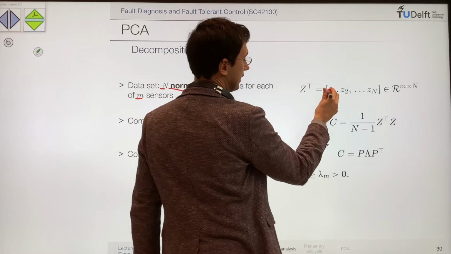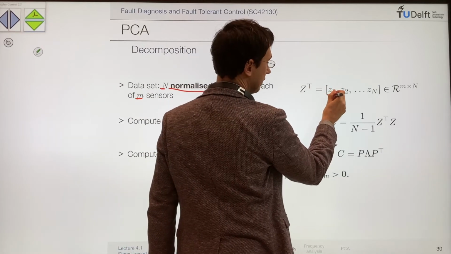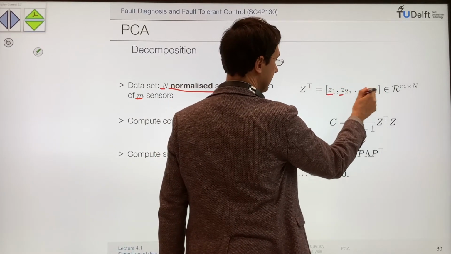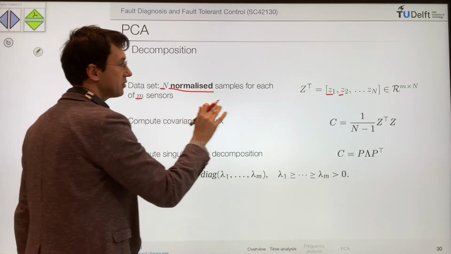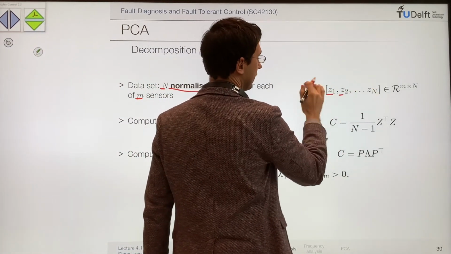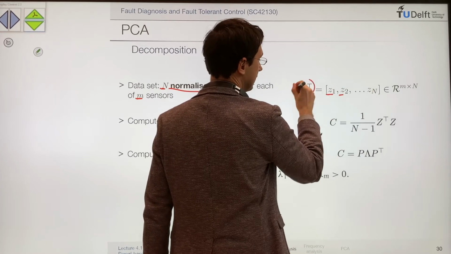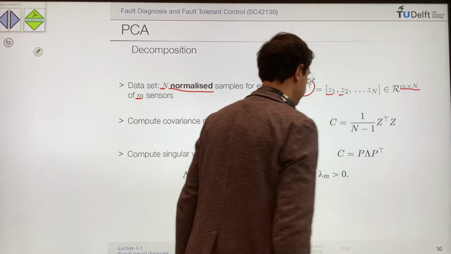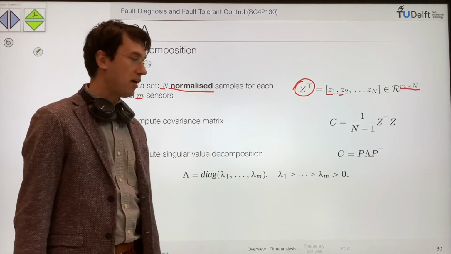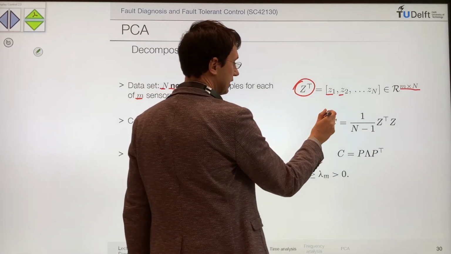Anyway, once you have done that, you end up with Z1, Z2, up to Zn. So these are the samples out of your m sensors that are put together into this matrix, the data set, that has dimension m by n. Then the second step is to compute the covariance matrix, C.